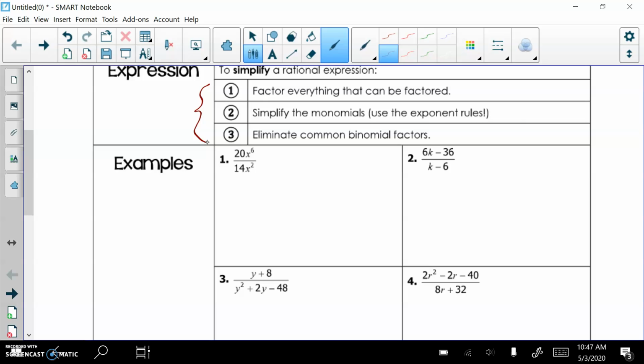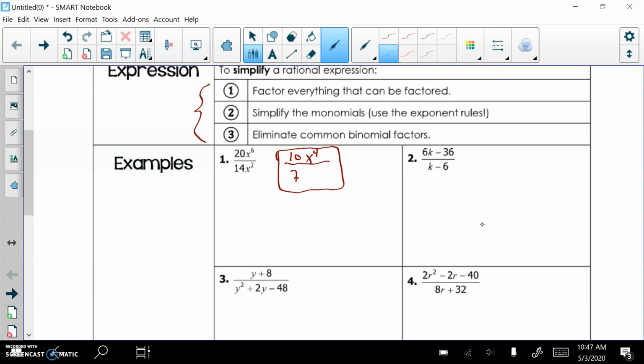So on this one, number one is a monomial, so there's nothing to factor. We just simplify. You treat this thing as two separate entities. You got your numbers, 20 over 14, which simplify by 2 down to 10 and 7. And then you got x to the 6th and x to the 2nd, which simplifies in the numerator to x to the 4th. And we just simplified our first rational expression.